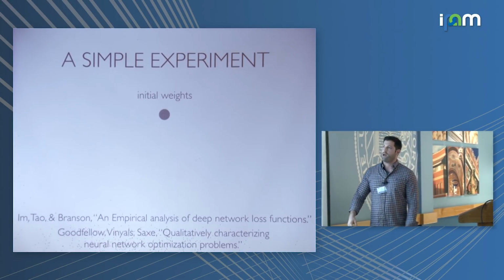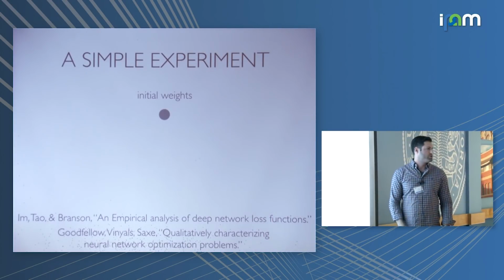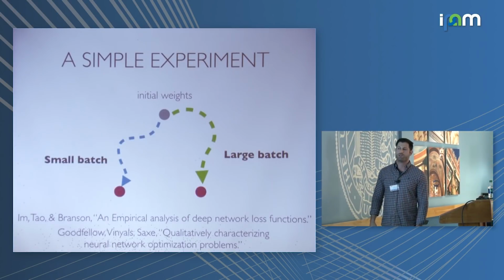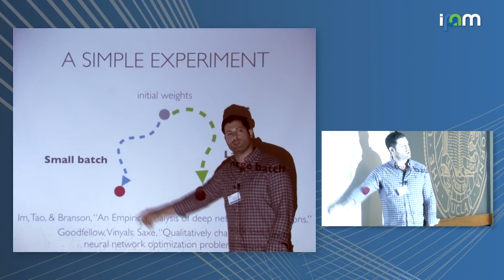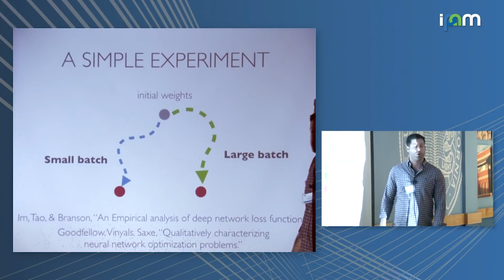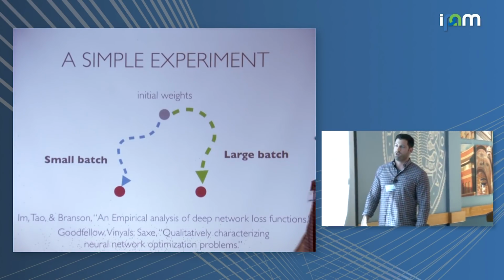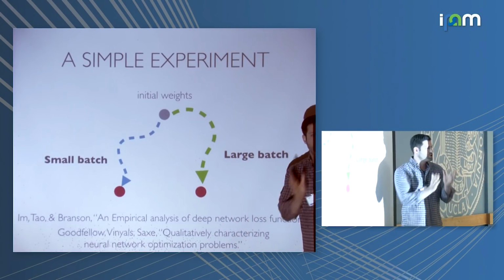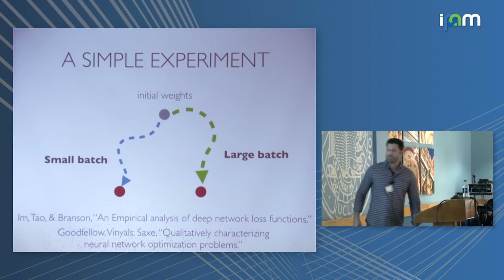Let's start with a weight vector. So this is in weight space, or in a very high dimensional space. We'll start with some random initialization. And we're going to train our neural network twice. We'll train it with a small batch, and we'll go along some path and find a small batch minimizer. And we'll train it with a large batch, and we'll look to see the large batch minimizer. And the thought is that the small batch minimizer is going to be flatter and generalize better, and the large batch minimizer is going to be sharper and generalize worse. And there's been a number of papers that have used visualization of this type.